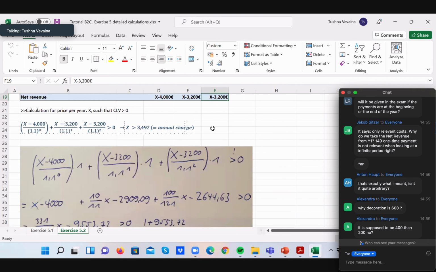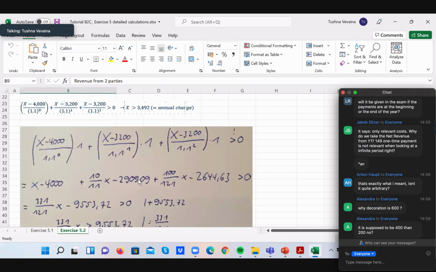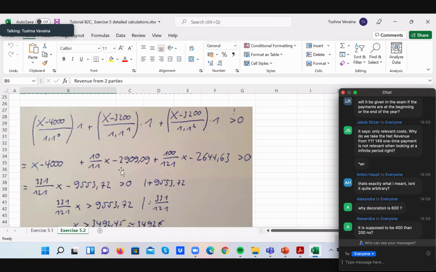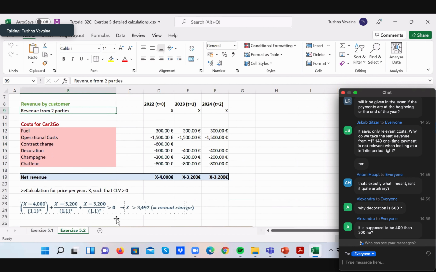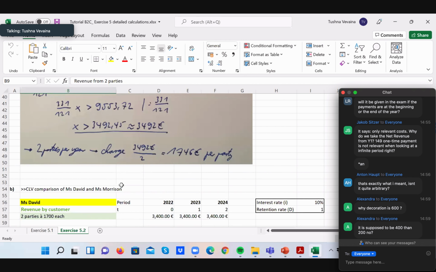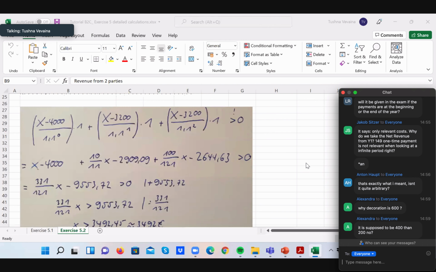And that's why annual charge is going to be for 2 parties, as we saw in the question as well. Divide this by 2 to know how much she should be charged per party. And when we go ahead and calculate this, you open up the bracket and you multiply, you divide, you do your simple calculation that you all know how to solve, and divide it by 2 because you're doing it per party. And I see someone has asked a question, why decoration is 600? Is it just supposed to be 400 and then 200? No.